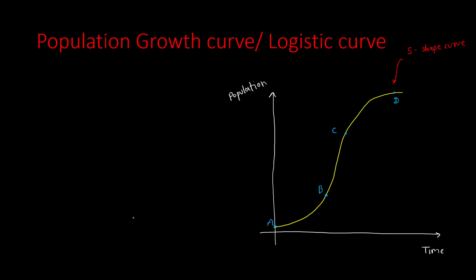Now a few things we need to write here. In the portion AB, the population is increasing exponentially. So in portion AB, population is increasing exponentially. We can write here that the change in population with time is proportional to population.